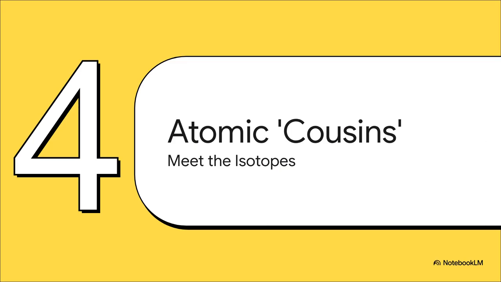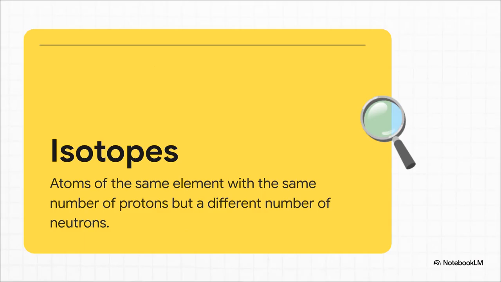On to our next big question. Can you have different versions of the same element? Oh, absolutely. The best way to think about them is like atomic cousins. They're all part of the same family, but they aren't quite identical. And these cousins are called isotopes. Now the key phrase here is same element. And what's the one thing that defines an element? The number of protons. So isotopes have to have the same number of protons. The only thing that's different about them is how many neutrons they have packed into their nucleus.